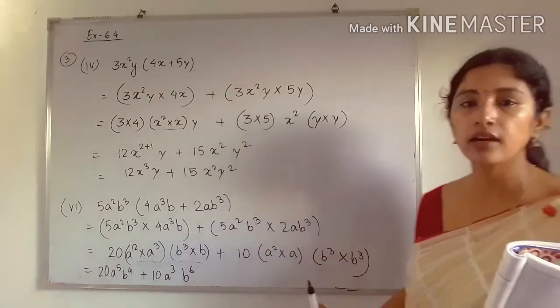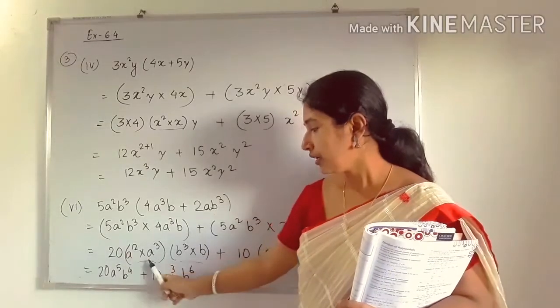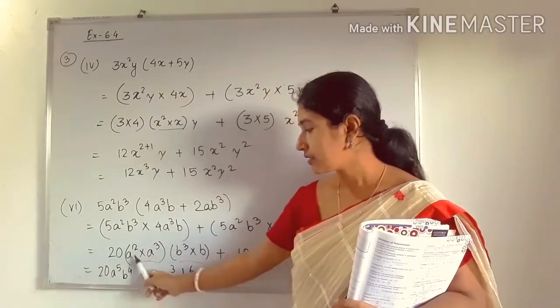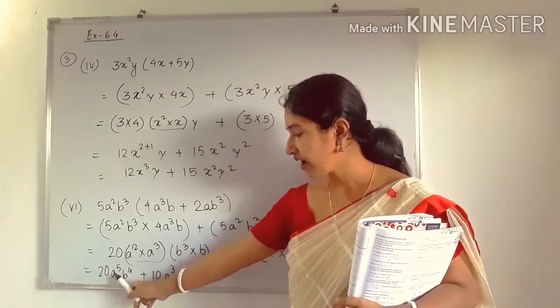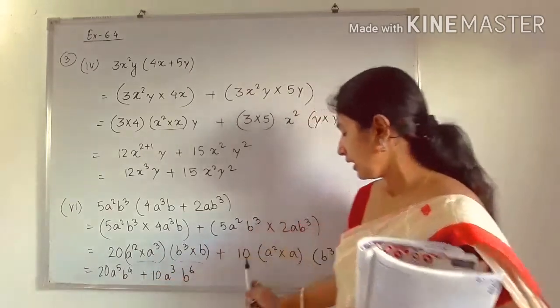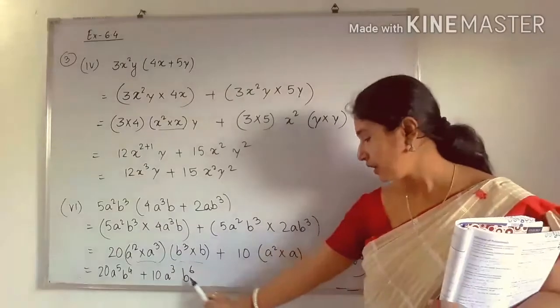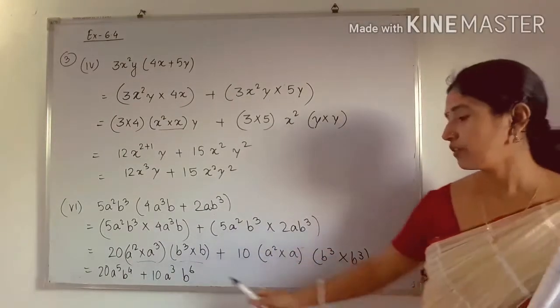So we have collected the same variables. Next, a square into a cube will be what? Base is the same, you have to add the powers. So 2 plus 3 will be 5. Similarly here, b to the power 3 plus 1 will be 4. Next, 10 a to the power 3, because we have to add the powers, so 2 plus 1 will be 3. And here b to the power 3 plus 3 will be 6.